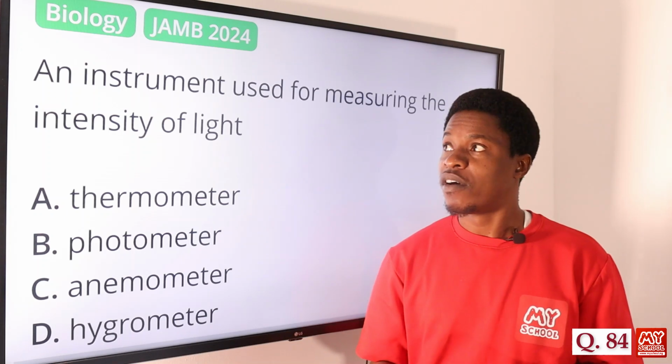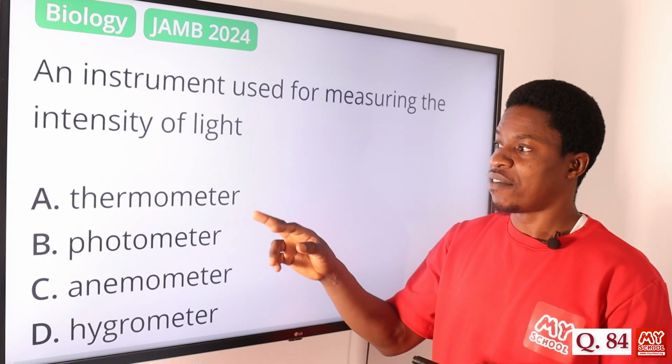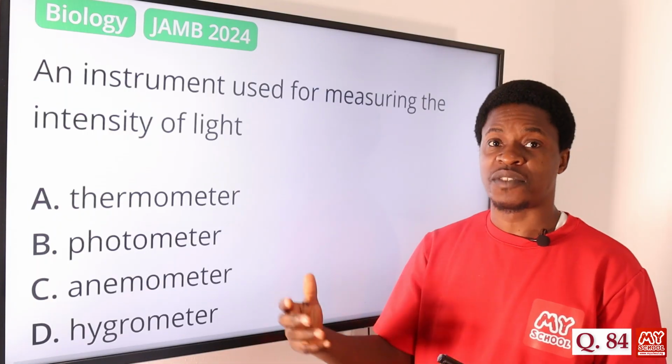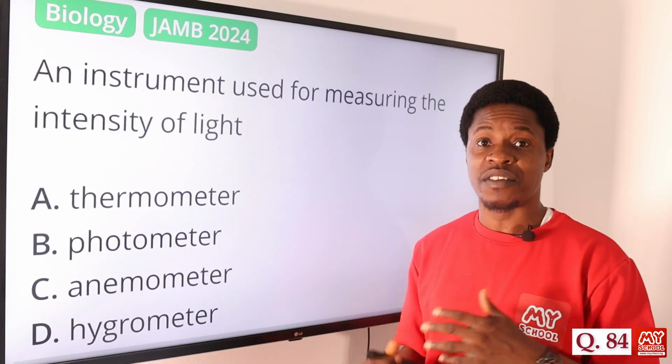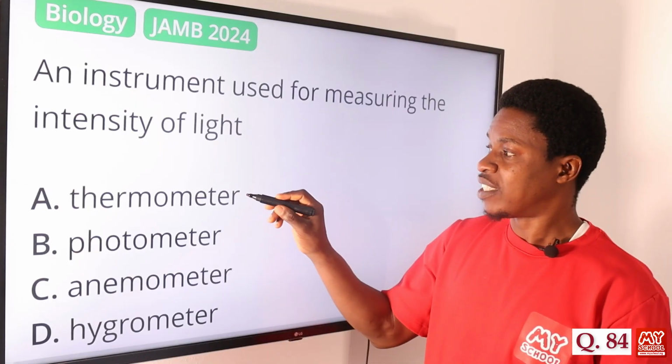Question number 84. An instrument used for measuring the intensity of light is what? We have thermometer. Thermometer is used to test for the hotness or coldness of the body, of course, the temperature of the body. That's what a thermometer is. So this one is eliminated.